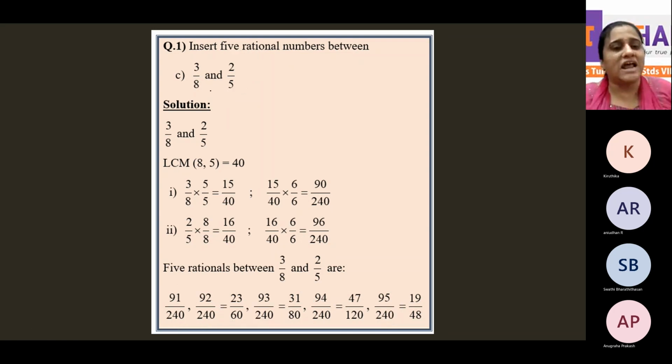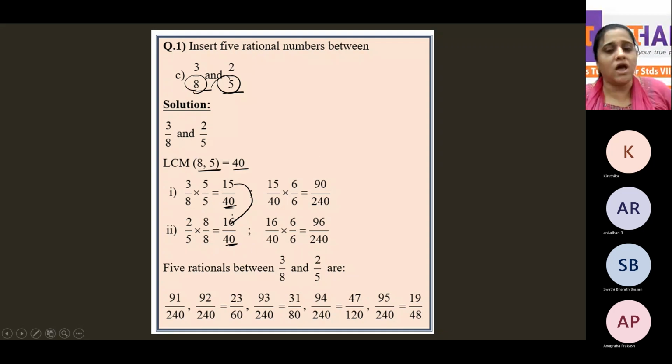So when you have to insert rationals between two rationals, what do you do? First, they have different denominators, 8 and 5. So use the LCM and bring them to the same denominator, which is the LCM 40. That's the first step. Then if you look at the numerators, 15 and 16, there is no space.